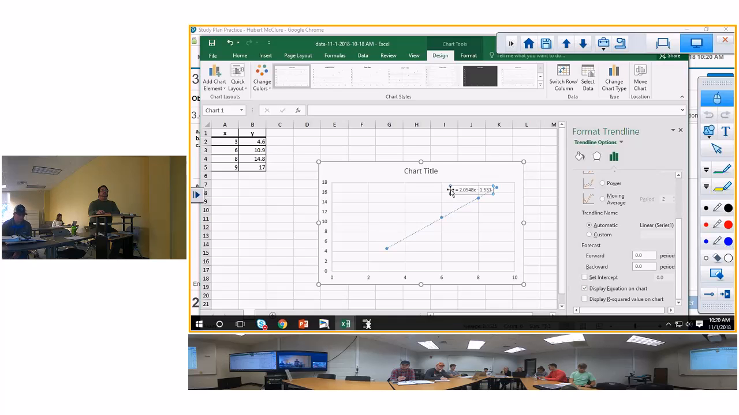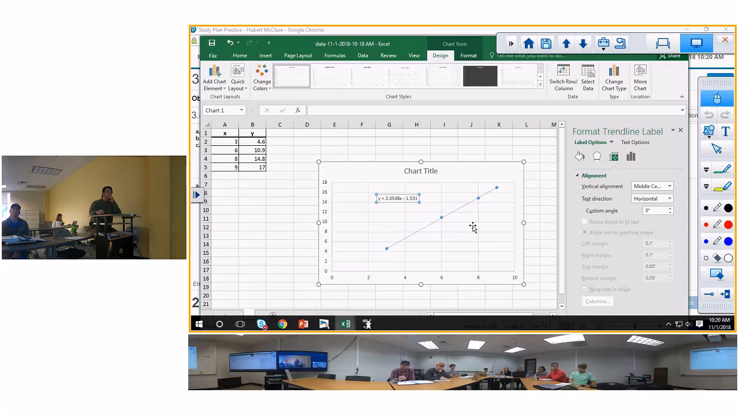All right, y is equal to 2.0548x. Somebody write that down because I'm not going to remember it.